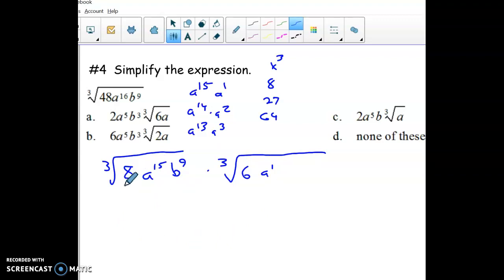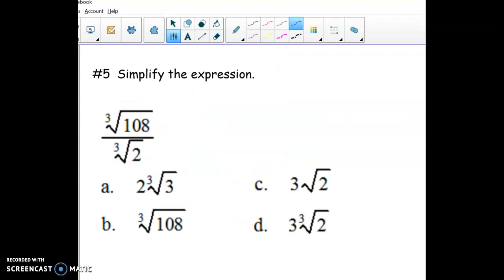Now clean up our perfect part. So the cube root of 8 is 2, and then divide these evenly. So we get a to the 5th b cubed. And we've got our leftover third root of 6a. Right, and that should give us, let's see, looks like my letter A is going to be right for that one.